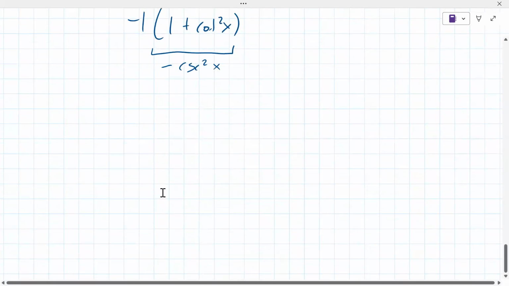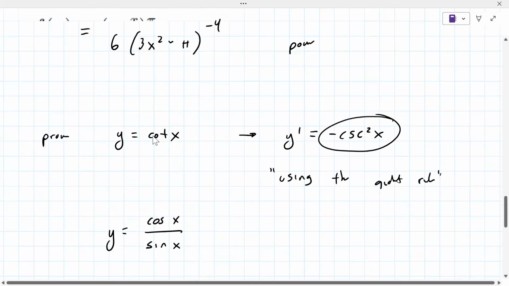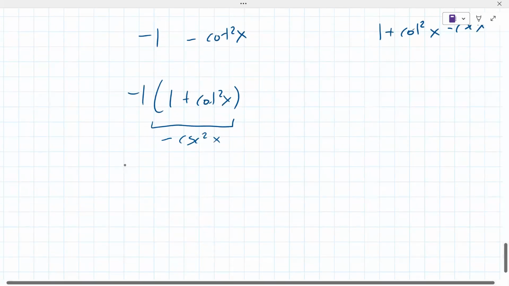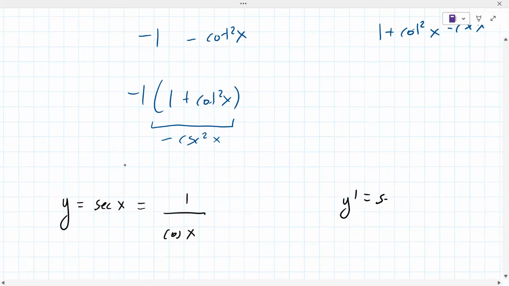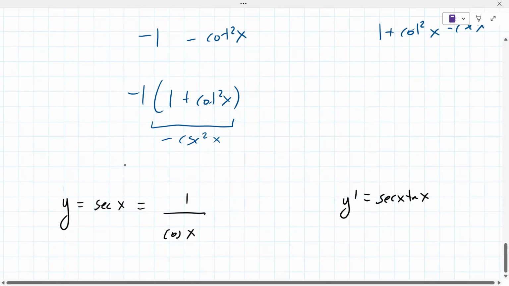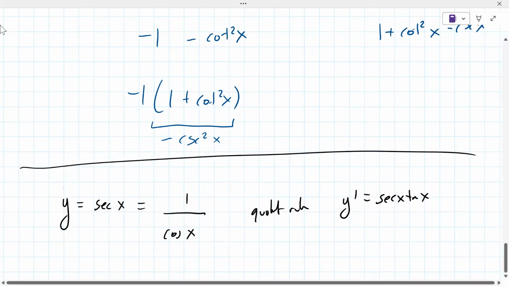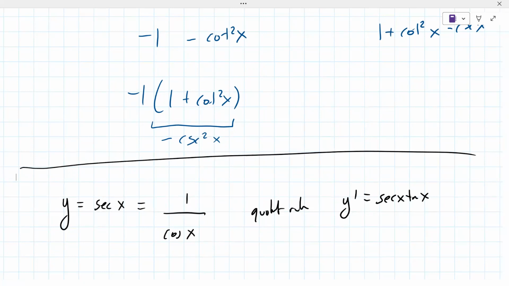So that's kind of your classic type of question. They could also give it to you for tangent, prove the derivative of tangent is secant squared x. You can even get it for secant x. So secant x is really 1 over cosine x, and you could use that to prove the derivative of secant is secant x tangent x, and it's the quotient rule again. These are common test questions that you might see.